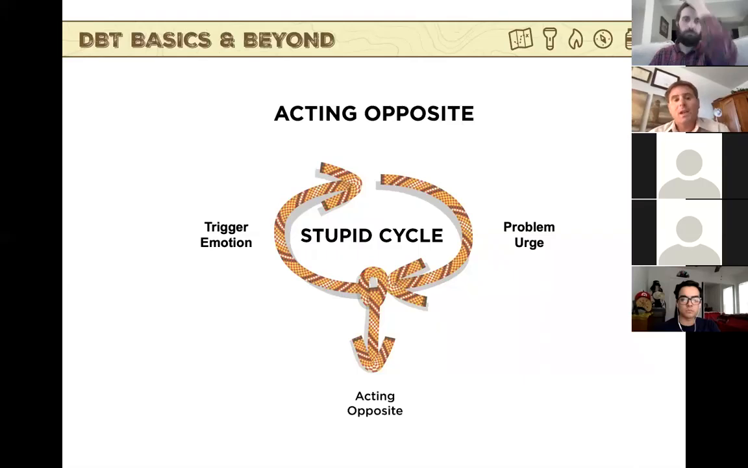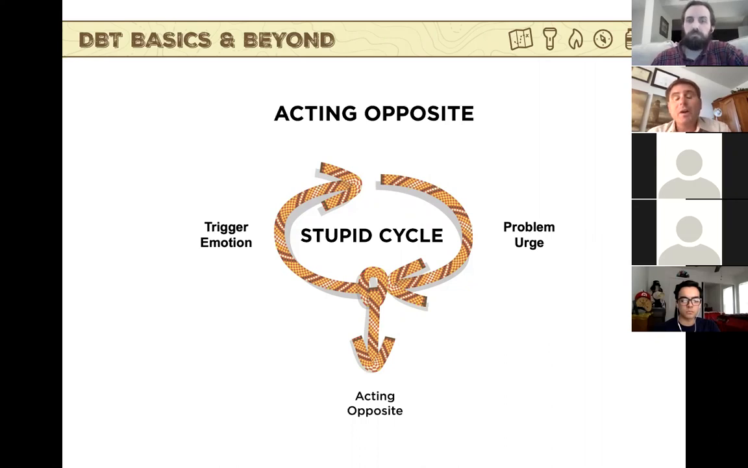And the reason this is so important is because when our clients have some pretty intense, overwhelming emotions, a lot of times their urge is to do something destructive with that emotionality instead of something constructive.